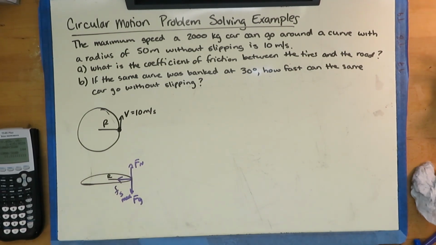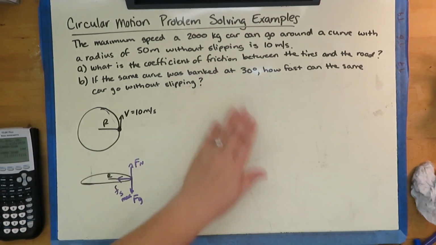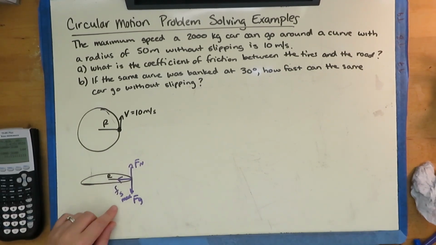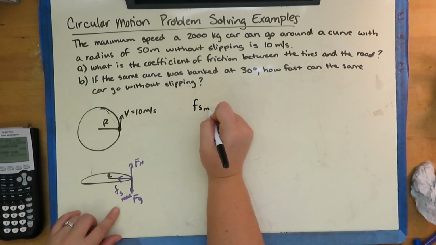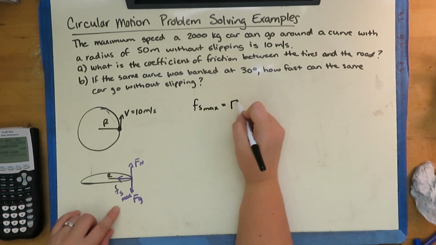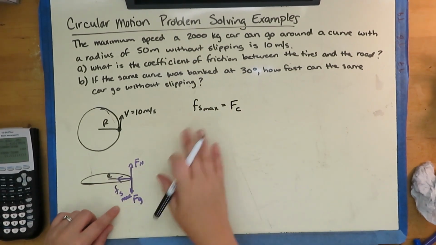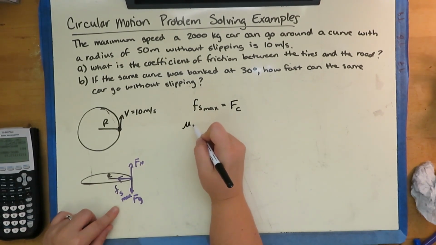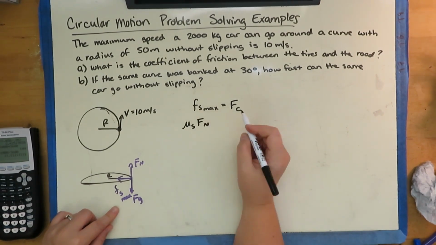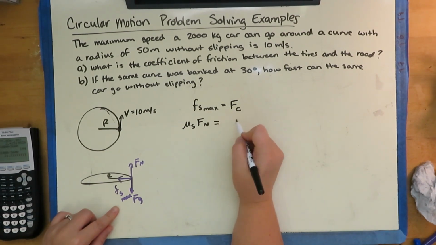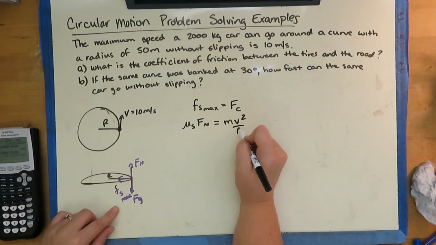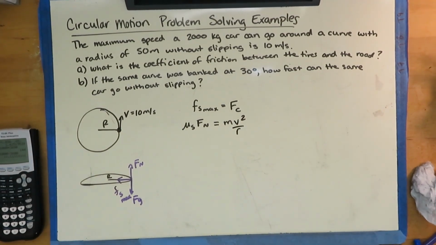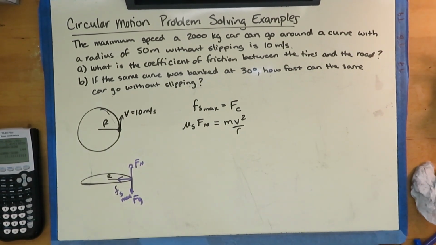So how would we solve this problem? Well, we're looking for the coefficient of friction. If we look at what's going on with this problem, the static friction force is going to be our centripetal force. Our static friction force would be mu s Fn, because we're at the point right before we slip. Our centripetal force would be m a_c, which would be m v squared over r. That v is our tangential speed, that is that 10 meters per second.